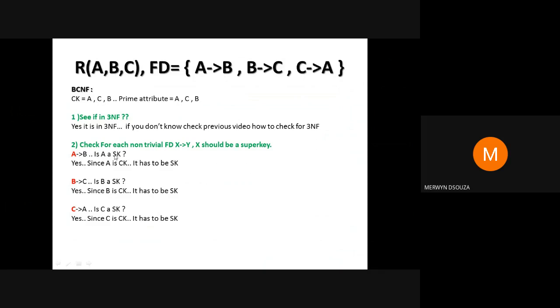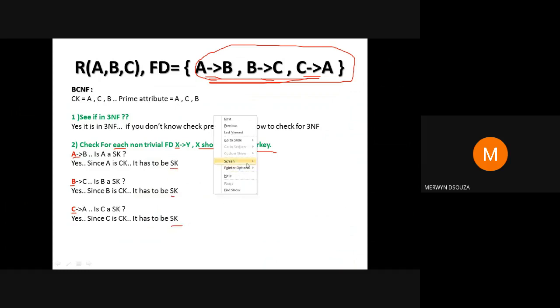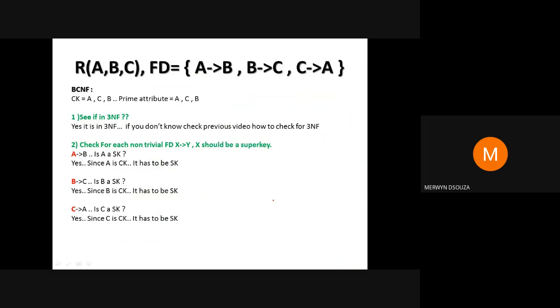The important word here was each. We have checked each functional dependency, meaning we have to check all the functional dependencies. For all these functional dependencies, the X value, or the left hand side, should be a super key. We have checked the left hand side. All the left hand sides of the functional dependencies are super keys. So we can conclude that this relation R is in BCNF.